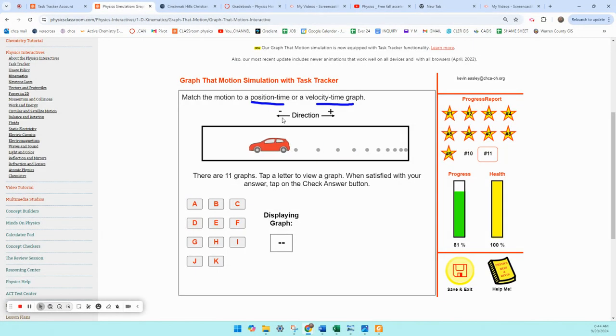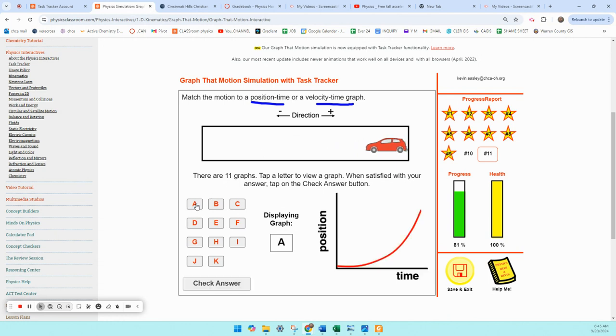Make note of positive and negative direction. Negative, of course, is to the left, positive to the right. The car is moving to the left. That means it's moving in the negative direction. And also you'll notice the dot diagram, the dots are getting farther apart, which means this is accelerating, speeding up in the negative direction.